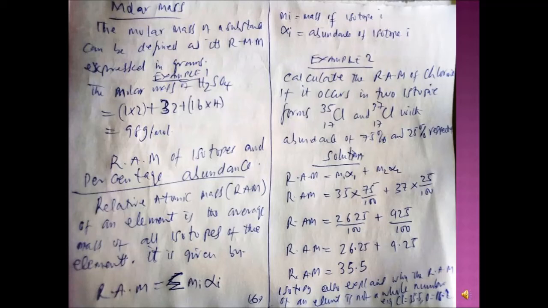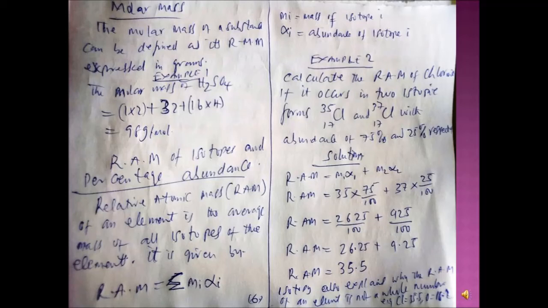For instance, let's take this example. Calculate the relative atomic mass of chlorine if it occurs in two isotopic forms, that is chlorine 35 and chlorine 37. You can see that they have the same atomic number but different mass number as a result of a difference in their neutrons. With abundance, chlorine 35 is 75% abundant, and chlorine 37 is 25% abundant.